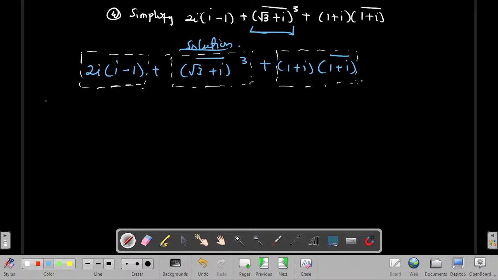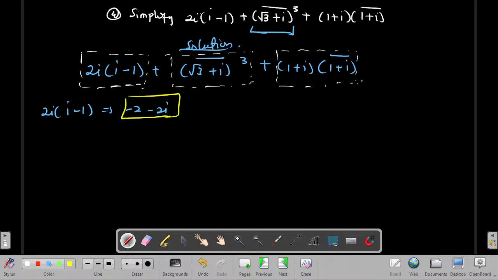So for the first part, I'll have 2i multiplying i minus 1. So this is simple. 2i, you know that i times i is negative 1. That'll give me negative 2, right? Then you know that I have 2i times negative 1. That will give me negative 2i. That is for the first part. Now, let's go straight to the third before we come to the middle one. So let me circle this as my answer for the first part.